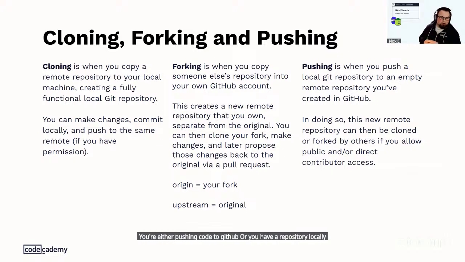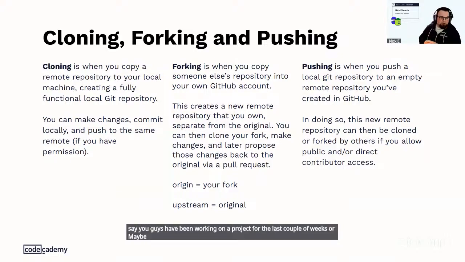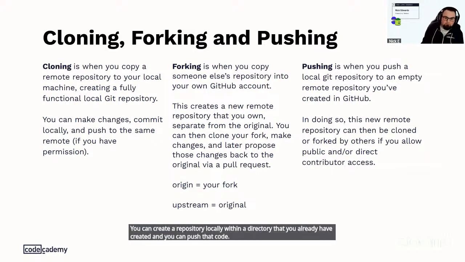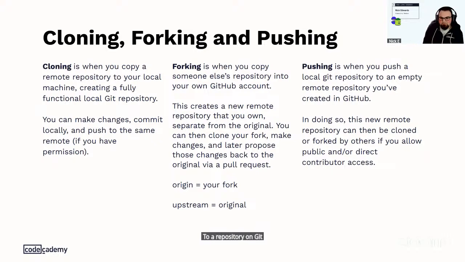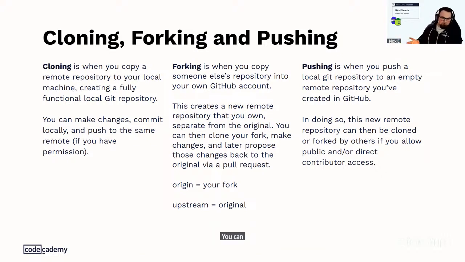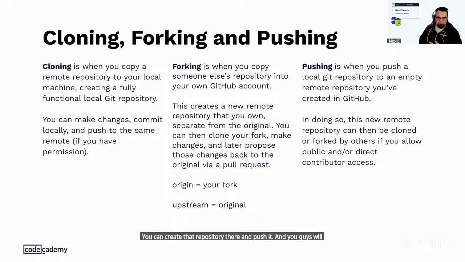Let's say you guys have been working on a project for the last couple of weeks, or maybe you're new to coding and you just started with Codecademy this year. And since learning in January, you have a project locally that you want to put in GitHub and share with other people. You can create a repository locally within a directory that you already have created, and you can push that code to a repository on GitHub that's empty and ready and willing to accept it. So that's what I mean when we're pushing. You can create a repository on GitHub that's completely empty, and as long as you have code locally, you can create that repository there and push it, and you guys will see an example of that in today's session.